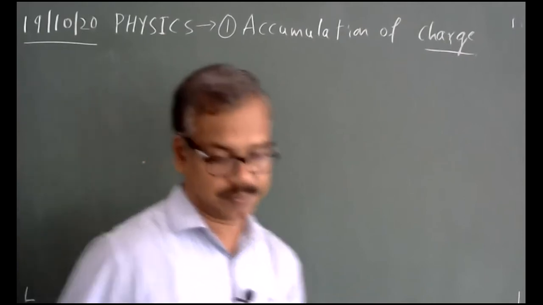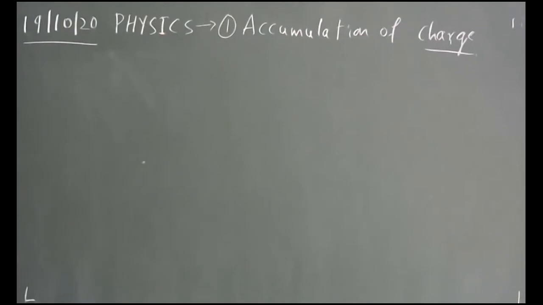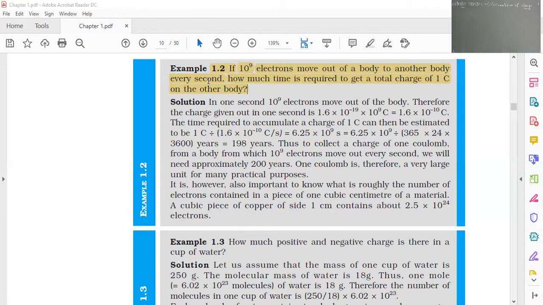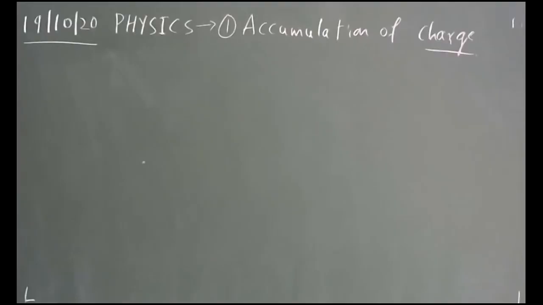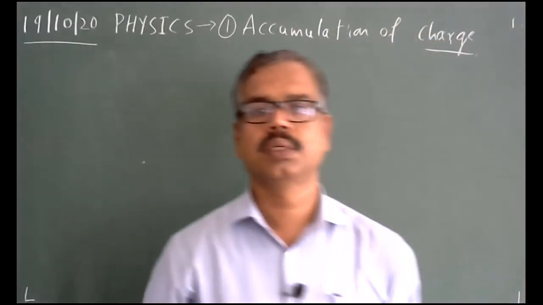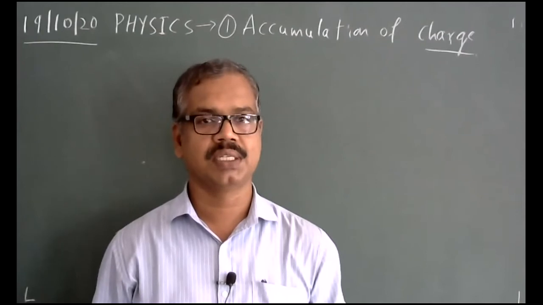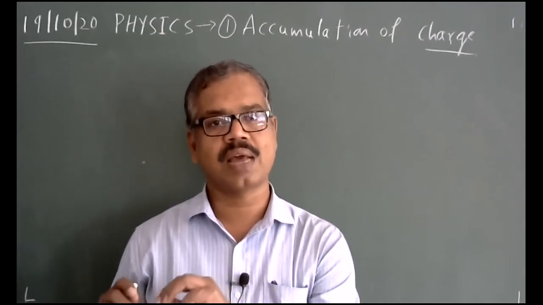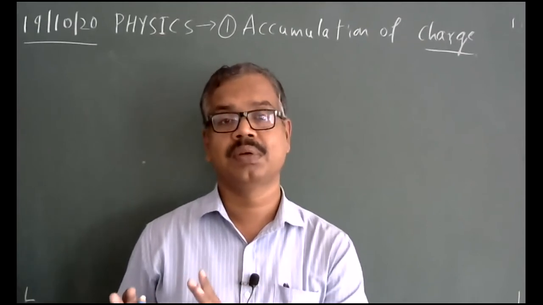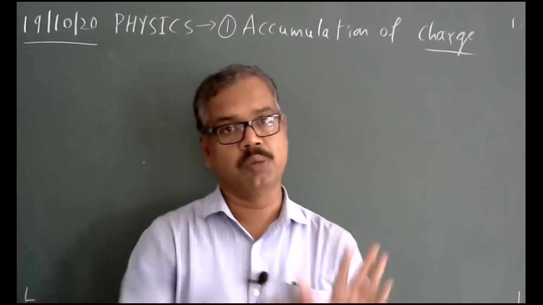Let me go to a share. So I repeat, if 10 raised to 9 electrons move out of a body to another body every second, how much time is required to get a total charge of 1 coulomb on the other body? Yes. Let me do it on a board. The question is very simple and meaningful. It wants to convince us what a charge is and how charge transfer takes place. If charges are moved from one body to the other, how much time is needed to accumulate 1 coulomb?